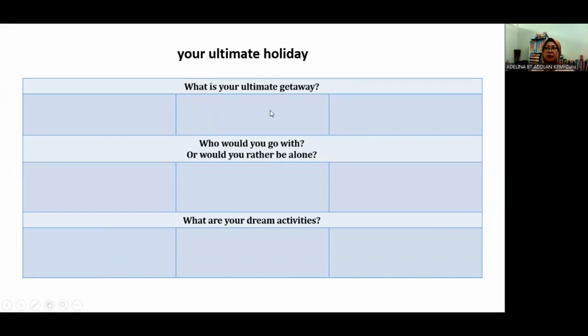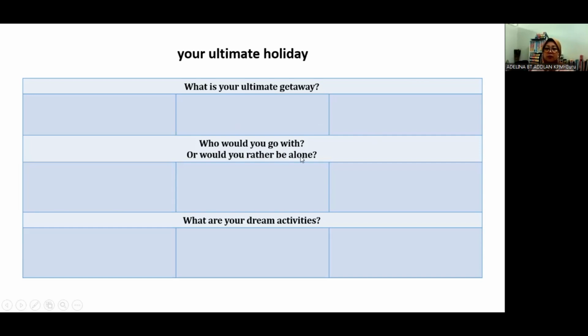It would be nice if you could go to an isolated beach. Ultimate getaway, you want to go for a getaway in a city that you have never been to. Historical city. Okay, historical city. So if you were to ask me, teacher, what kind of getaway? Could be a local destination, could be an international destination.